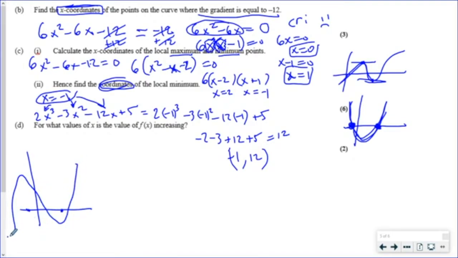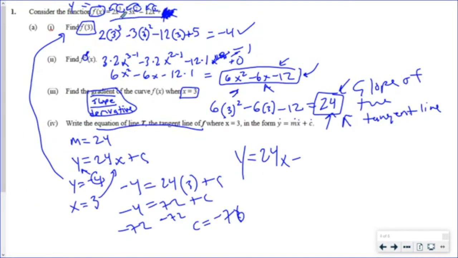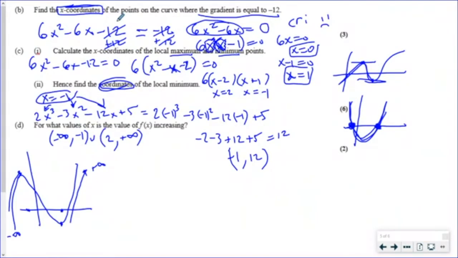From negative infinity to your maximum, it's increasing. From this value here to positive infinity, it's increasing. So you would say, from negative infinity to my maximum, which we said is negative 1, it's increasing. And then from my minimum, which we said was at 2, to positive infinity, it's increasing. Again, you could just graph the original equation here, and just look on the graph and get that there too.